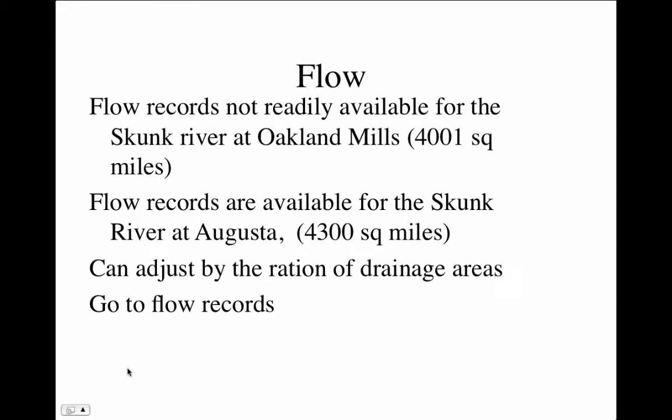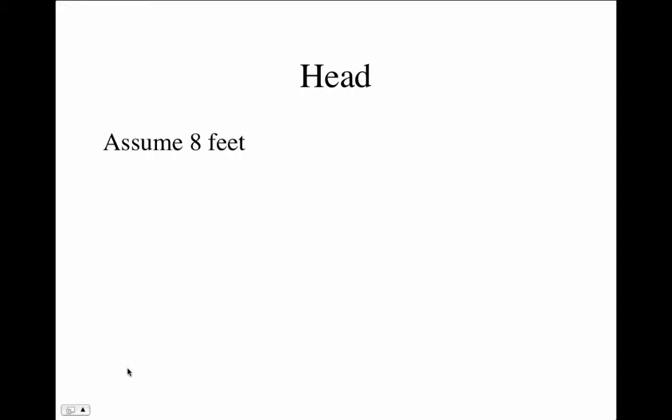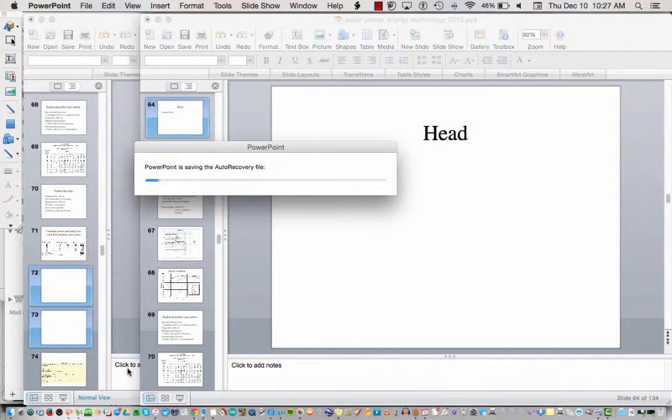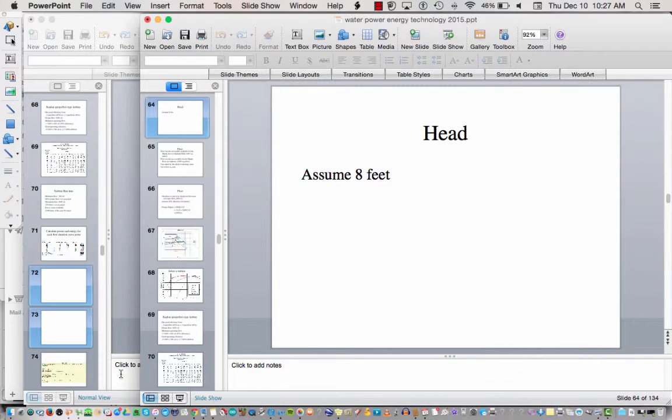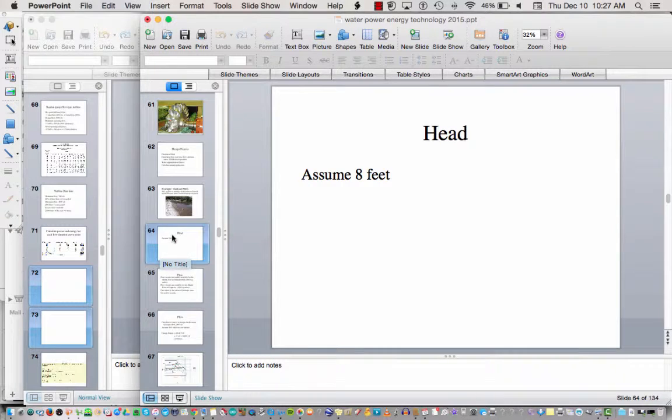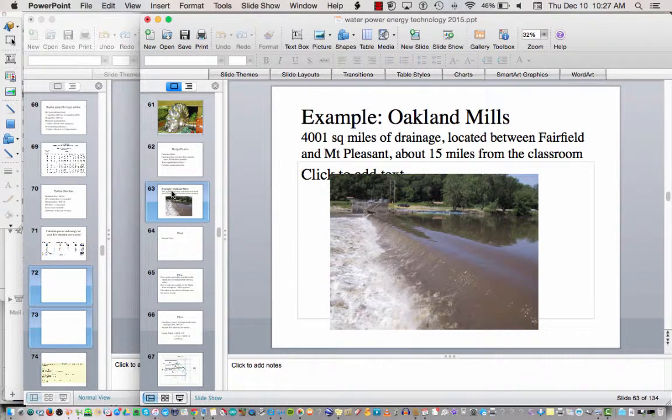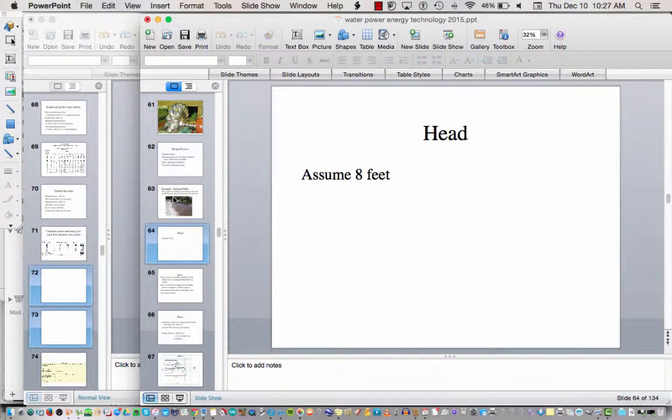Okay, so this is part two of the Renewable Energy Technology course lecture on hydropower. When we left off last time, we were doing a case study of Oakland Mills, which is 400 square miles of drainage, the drainage area of the watershed, located between Fairfield and Mount Pleasant, about 15 miles from the classroom. The head is 8 feet.